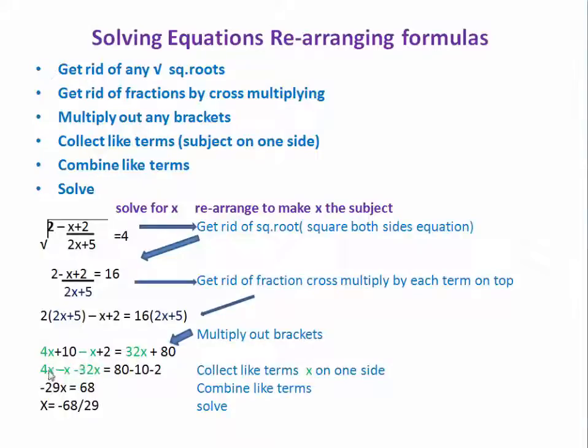Combine the like terms. 4x minus x, 3x. 3x minus 32x, minus 29x. 80 minus 10 minus 2, 68. Minus 29x equals 68. And then we divide by minus 29 when we keep the x on the other side, so it becomes x equals minus 68 divided by 29.